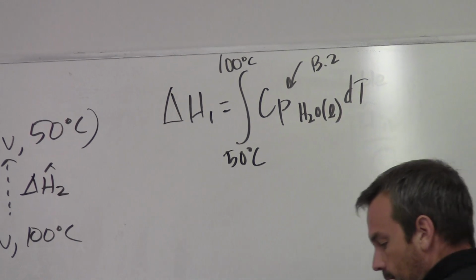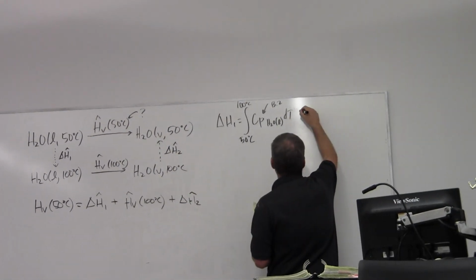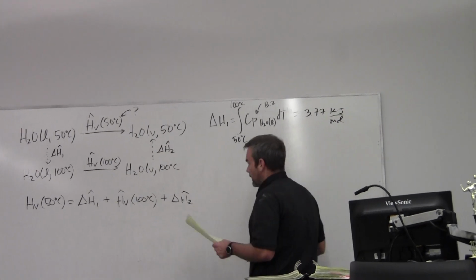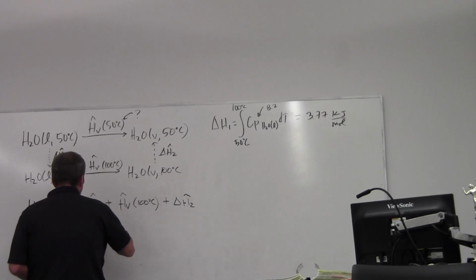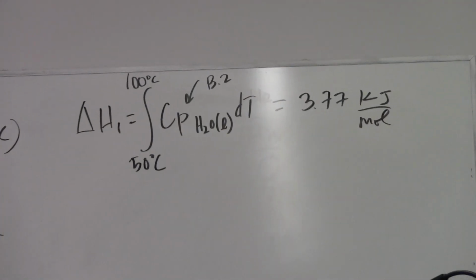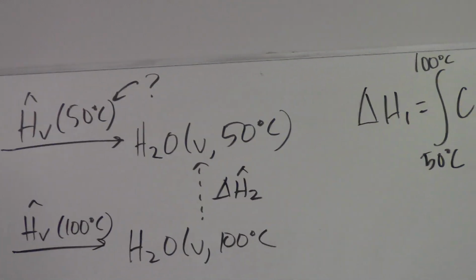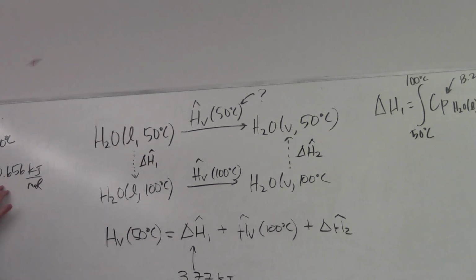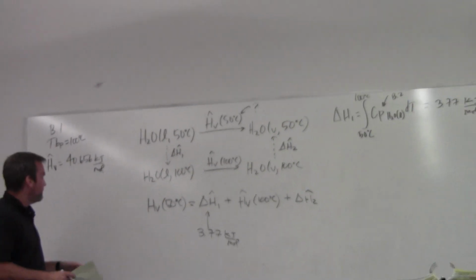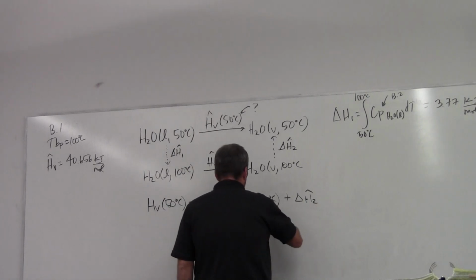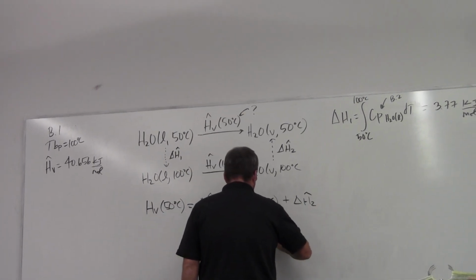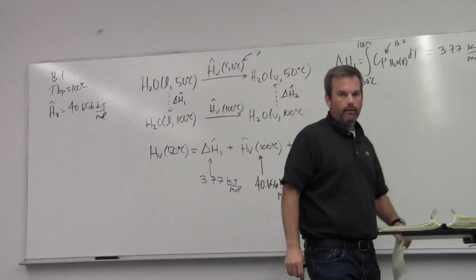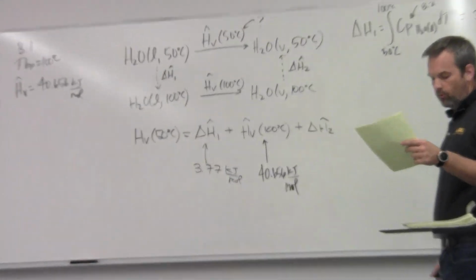And let's see, that comes out to be 3.77 kilojoules per mole. Again, I'm not going to do all the math for you. Check that math on your own, but it's 3.77 kilojoules per mole. All right, so I know one of my three pieces. Now my second piece, heat of vaporization at 100, I've looked that up here, 40.656. Bam, I got that.